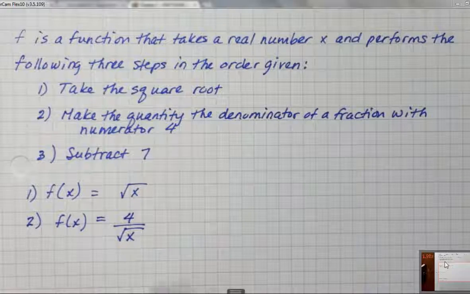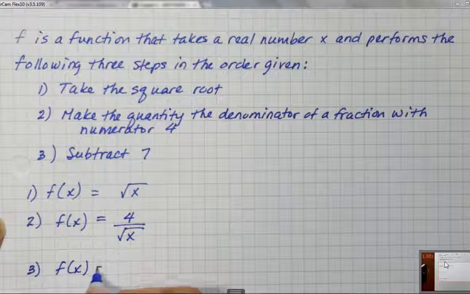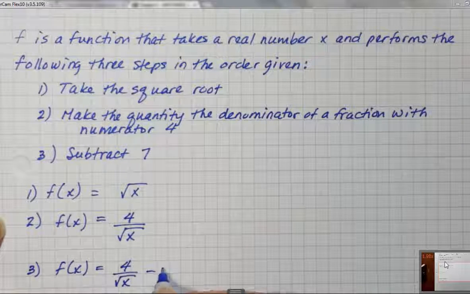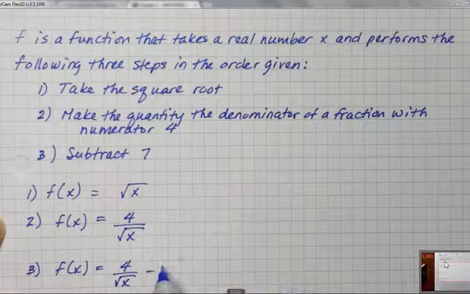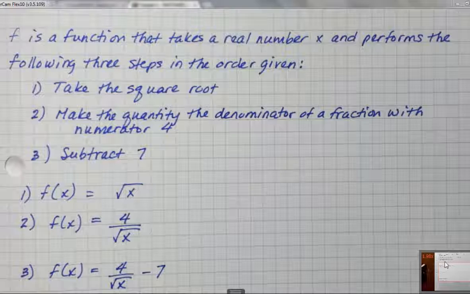And then it says subtract 3. So then I'm going to take f of x, I'm going to take this quantity, and I'm going to subtract 7, not 3.